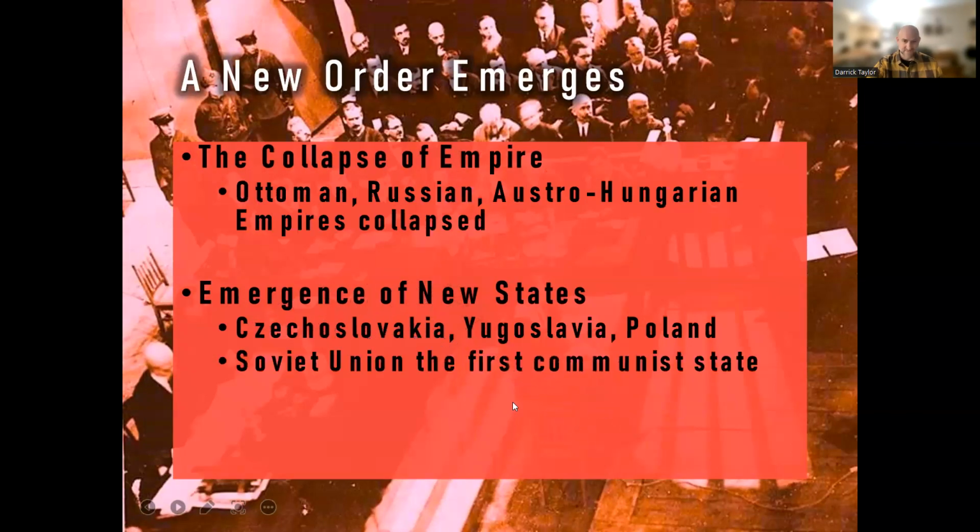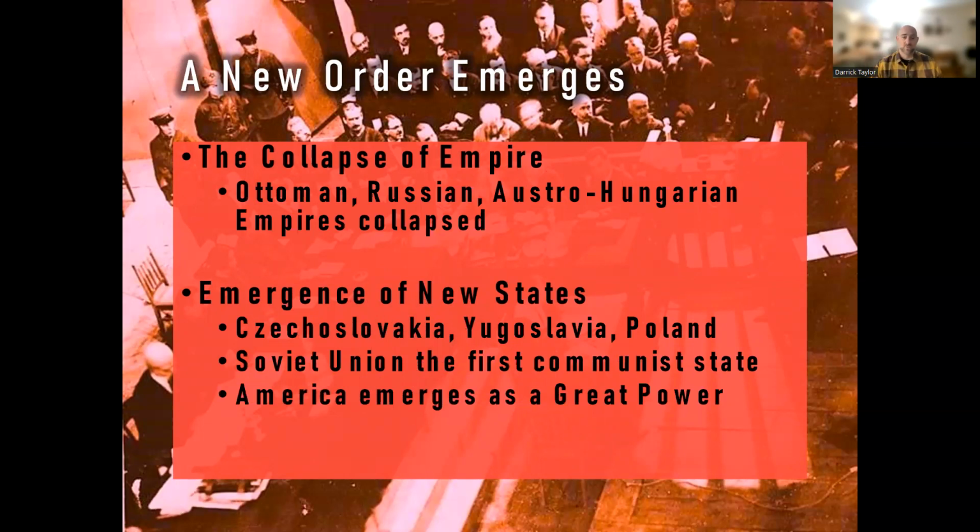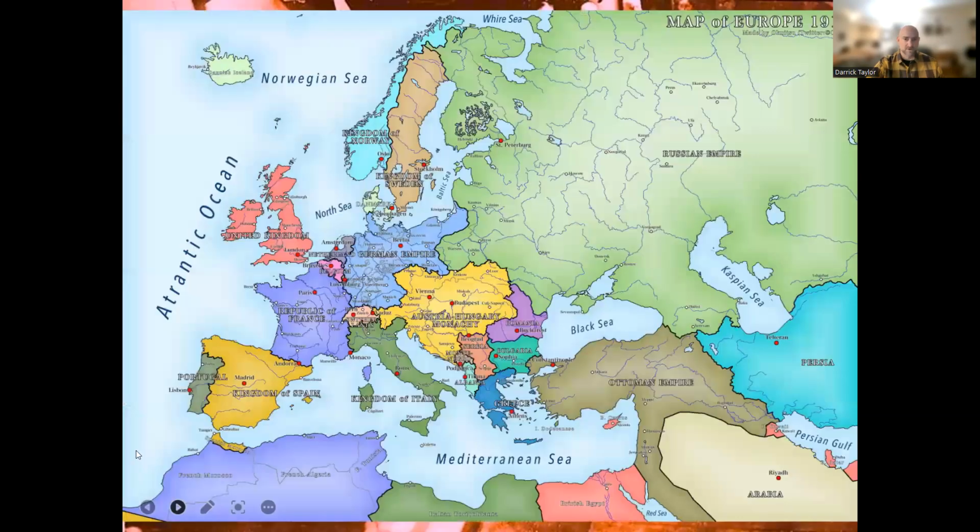The first thing that happens, and we've already talked about this last time, is that you had the collapse of all these empires because of World War I. The Ottoman, the Russian, the Austro-Hungarian empires all collapse, and then the emergence of new states. Czechoslovakia, Yugoslavia, Poland were created out of the chaos of World War I. The Soviet Union will emerge as the first communist state. And America will emerge as a great power, really, for the first time. The American people are reluctant to play that role, but they play a role, and they will play one going forward, obviously, in this course.